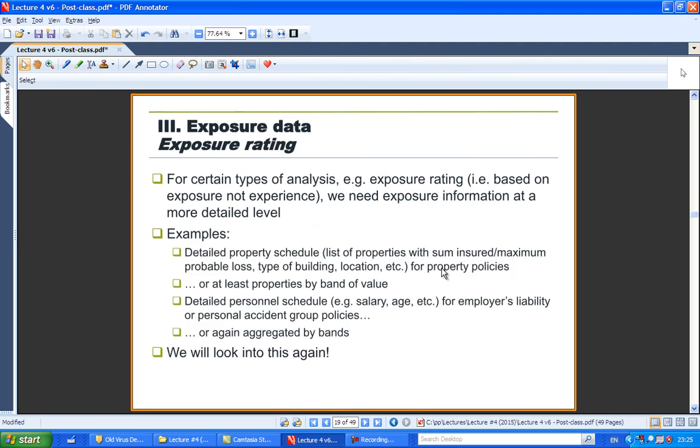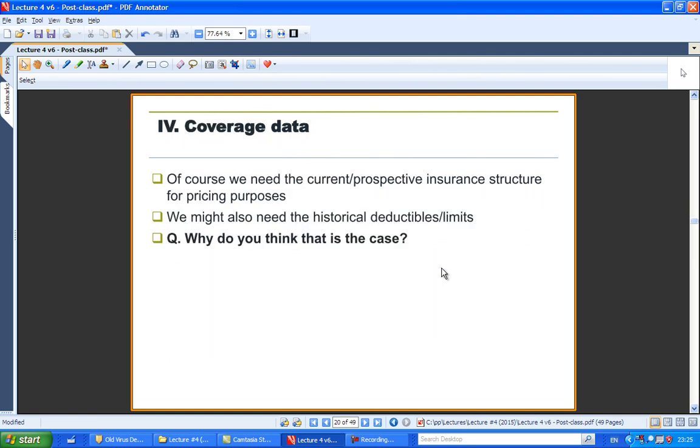And actually I have included here, but let me skip it now and move on to coverage data.